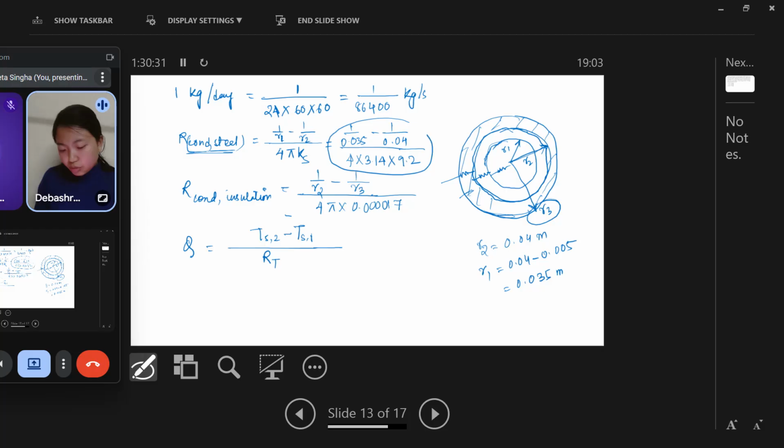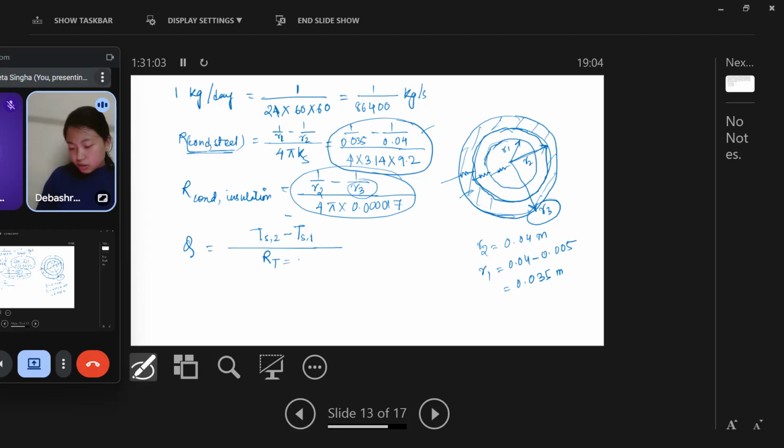You'll get a value for this R conduction, I mean the resistance due to conduction of the steel, but you won't get a value for the insulation one because you don't know what R is. R3, the radius of the outer sphere, is what you have to calculate. So again you'll get some algebraic equation, maybe algebraic or quadratic. You just solve and see how much it is coming.